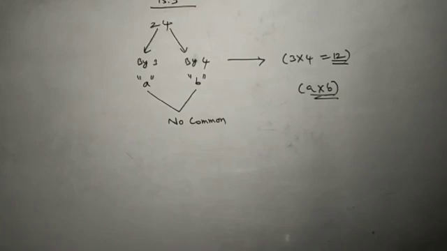If two numbers are divisible by a number, then their sum is also divisible by that number, right?